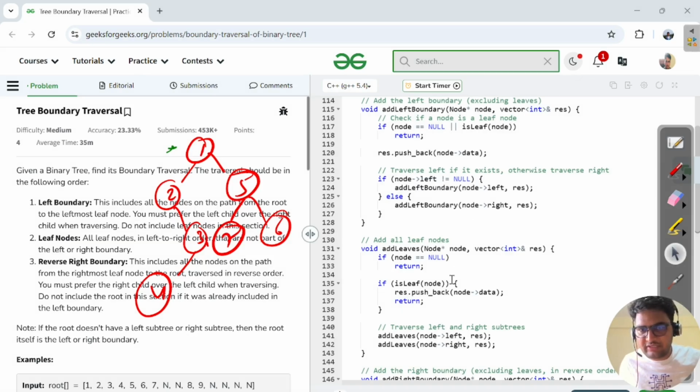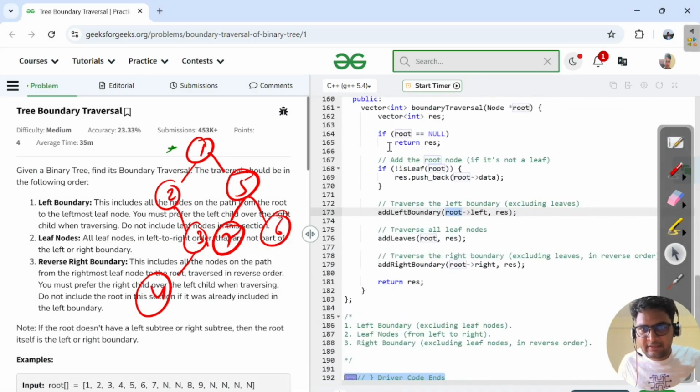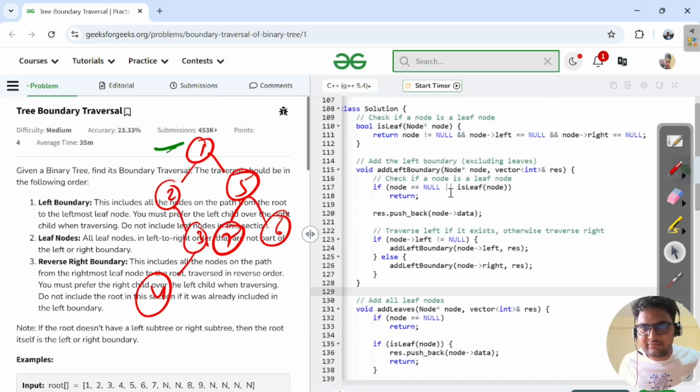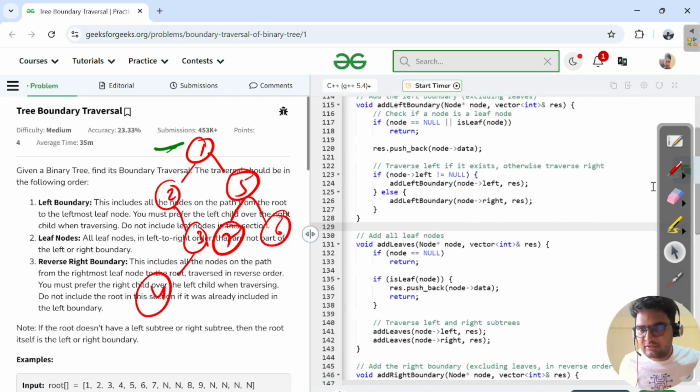Don't worry, I have included the root here itself. In the main boundary traversal function, I first created this vector res, where we are storing all the nodes: left, leaf, and right boundaries. And then here, if it is not a leaf node, in that case we push root arrow data into the result. So now for the left boundary, yes, this one. I have already added 1, right? One is already added, correct?